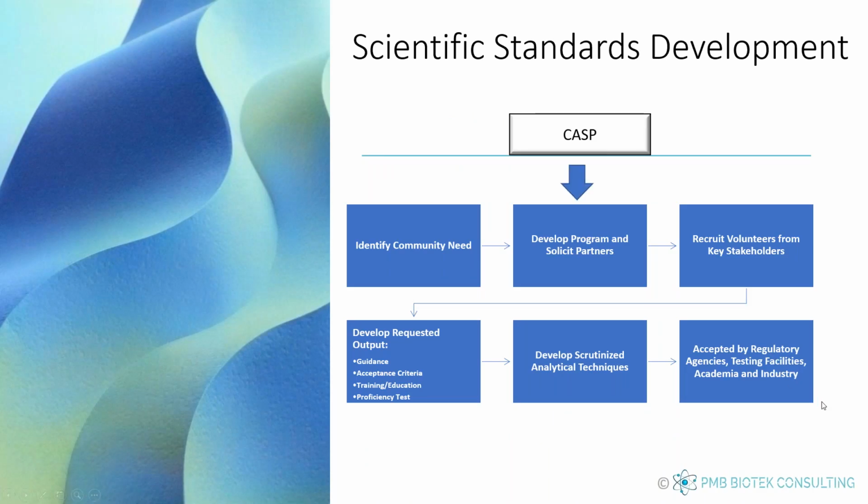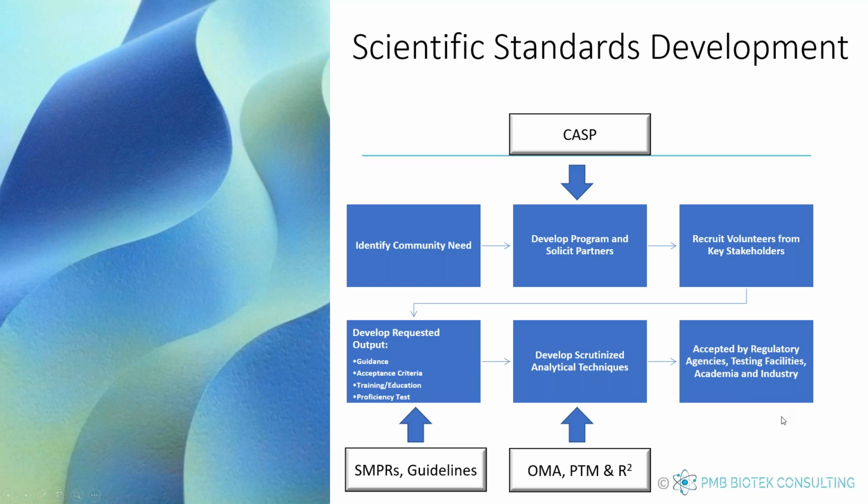Well, when we developed, we identified a community need. We knew the cannabis industry needed standardized guidance. So we set out to develop our CASP program, and we worked on recruiting individuals and got funding for that. Then we established working groups, and they started developing SMPRs and guidelines. And then within that, we've now taken several methods with those SMPRs and certified them through our OMA and our PTM programs, and soon to be our R squared.